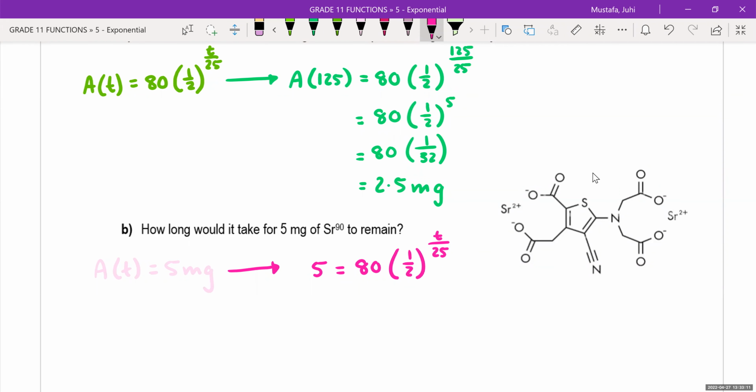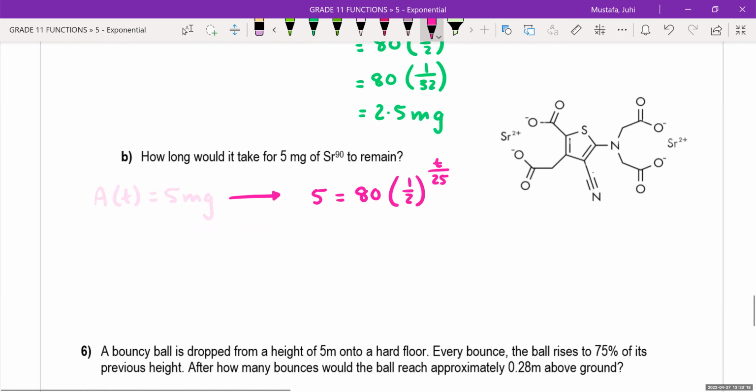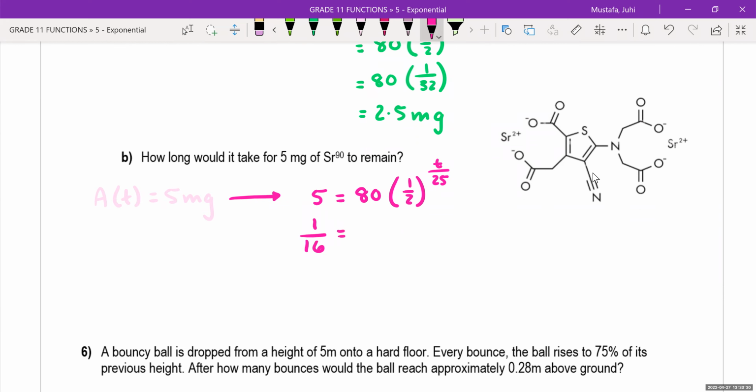Again, I will tell you that we're kind of skipping ahead to tomorrow's lesson. So if the calculation is a little bit wonky, just wait until tomorrow to learn it properly. The first thing we're going to do is move the 80 to the other side. So 5 divided by 80 is going to be 1 over 16, is equal to a half to the power of T over 25.